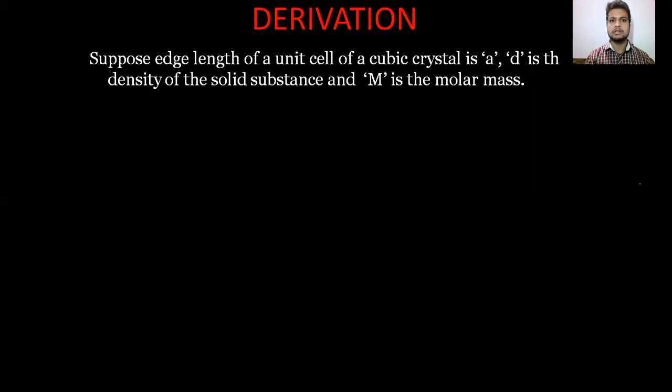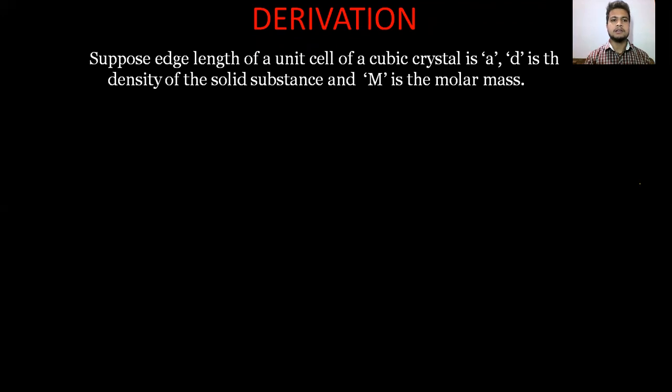In our derivation, our main aim is to get the mass and the volume of the unit cell. Once we get the mass and the volume, we divide them, and whatever expression we get will be the expression of the density. So how do we get the mass and the volume of the unit cell? That is what we are trying to do.